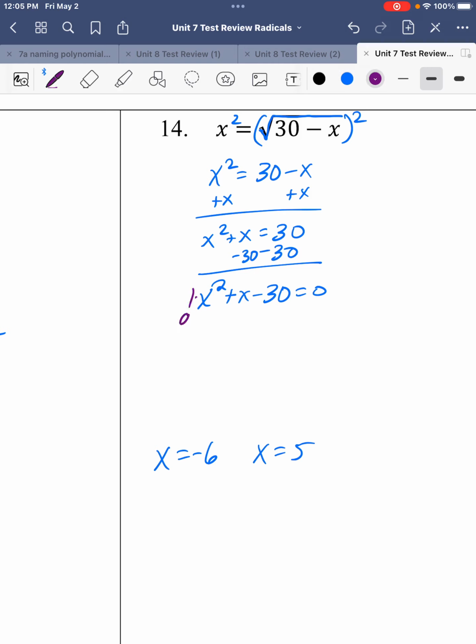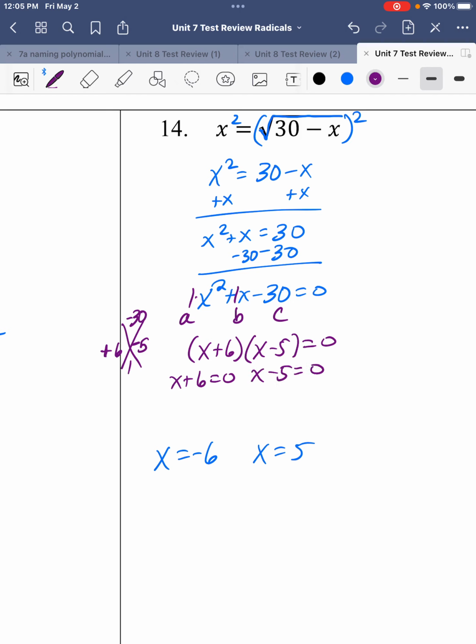It's actually faster. So when A is 1, you can ask what two numbers multiply to C and add to B. So what two numbers multiply to -30 that add up to 1? Nope, +6 and -5. So our factors are x plus 6 and x minus 5. And then you can set each factor equal to 0 to get your solutions. So that's how you do it by factoring. Pretty easy.